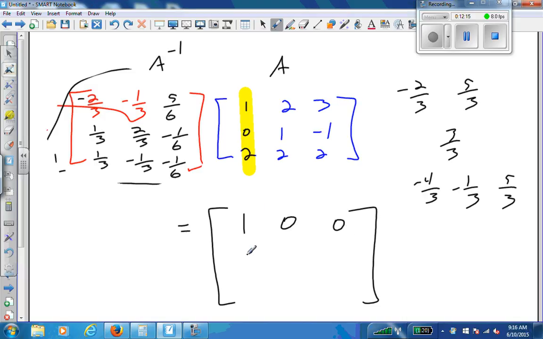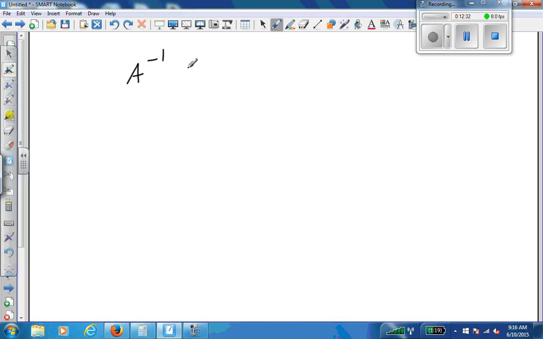And just for time's sake, I'm not going to go through all of those, but notice we have the first row of the identity matrix. If we continued multiplying, we should get the next row. So that's one application of determinants, is that we can find the inverse by doing 1 over the determinant times the adjoint of that matrix.